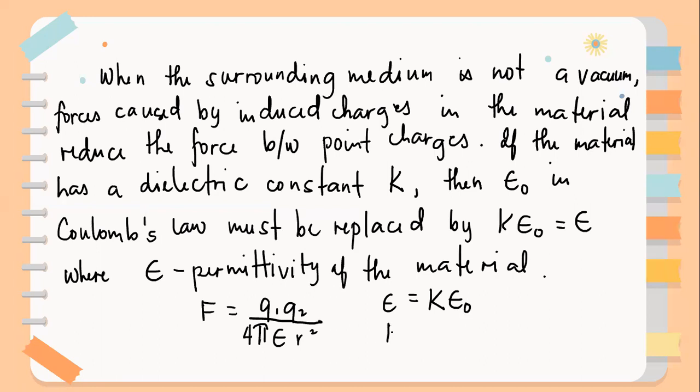For vacuum, K is equal to 1. For air, K is equal to 1.0006, and is thus often taken to be 1. Sometimes we just use 1 for air.